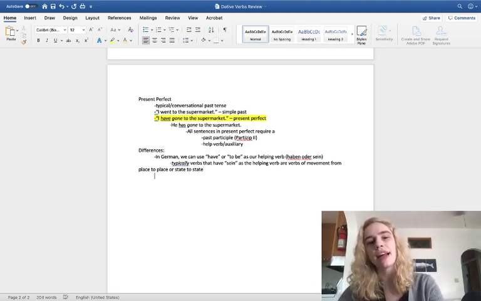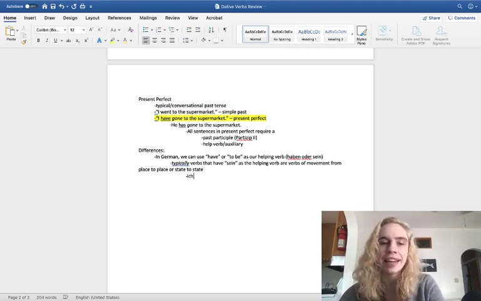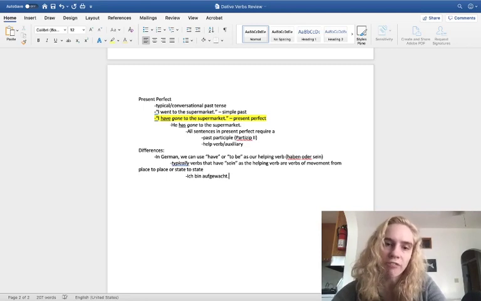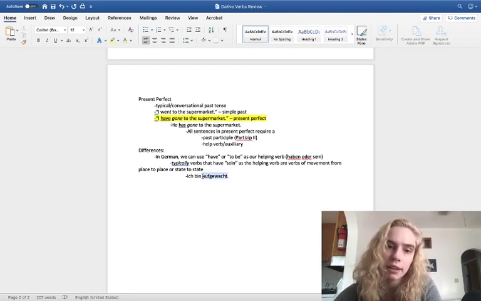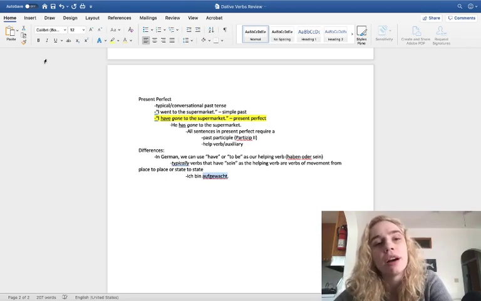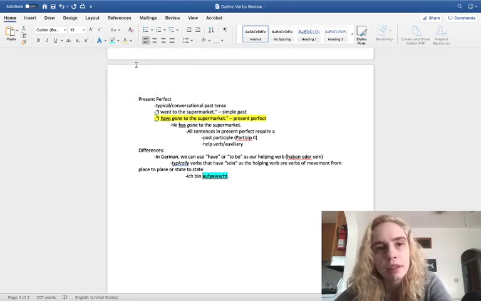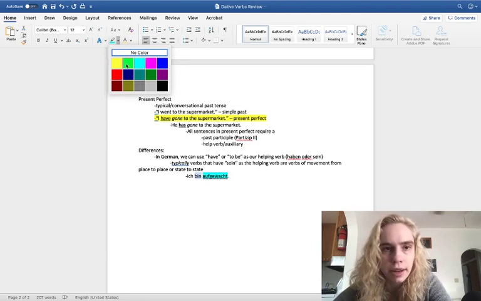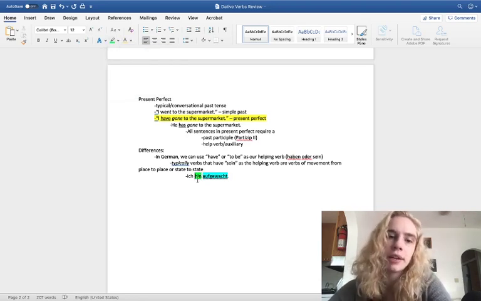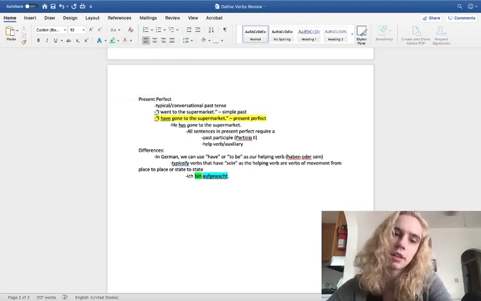So I can say, like, if I wake up in the morning, ich bin aufgewacht. Aufwachen is to wake up. So we have our participle, and I'm going to highlight participles in this kind of blue color. And we have our conjugated helping verb. I'll put that in green. Ich bin aufgewacht. So I am woken up.